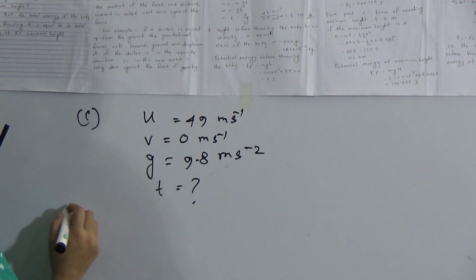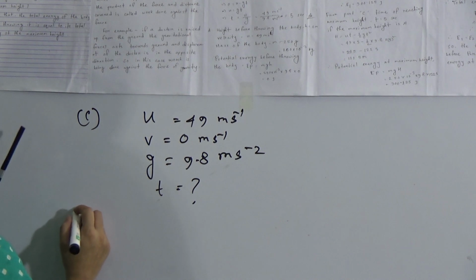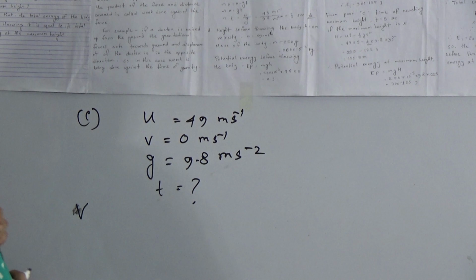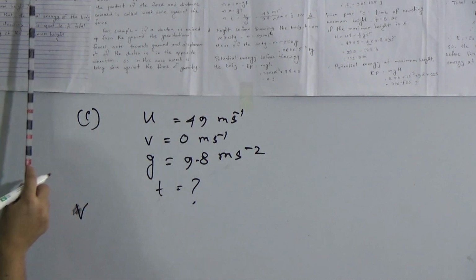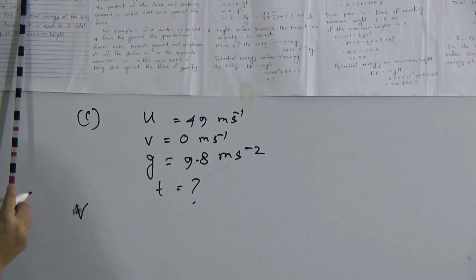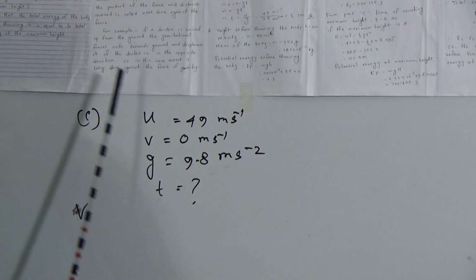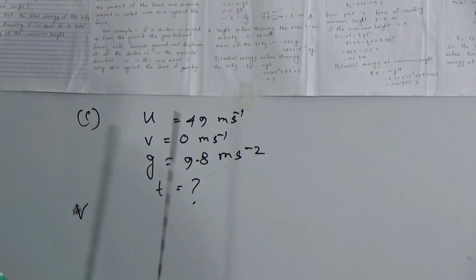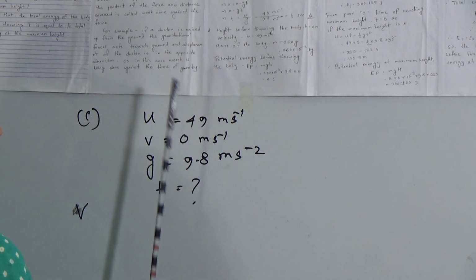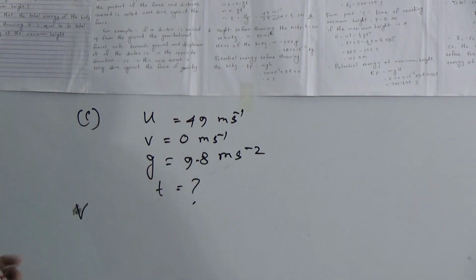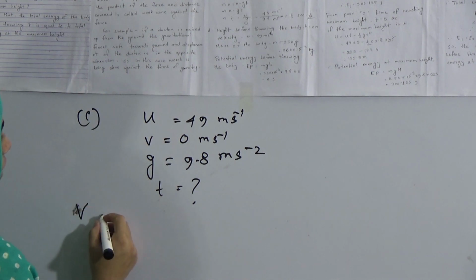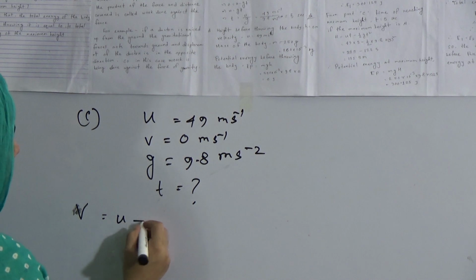Now we will write the formula. We know v equals to... here the object is thrown vertically upward, that means the gravitational acceleration acts downward and the object is moving in the opposite direction, that means upward. So we have to use this formula, v equals u minus gt.